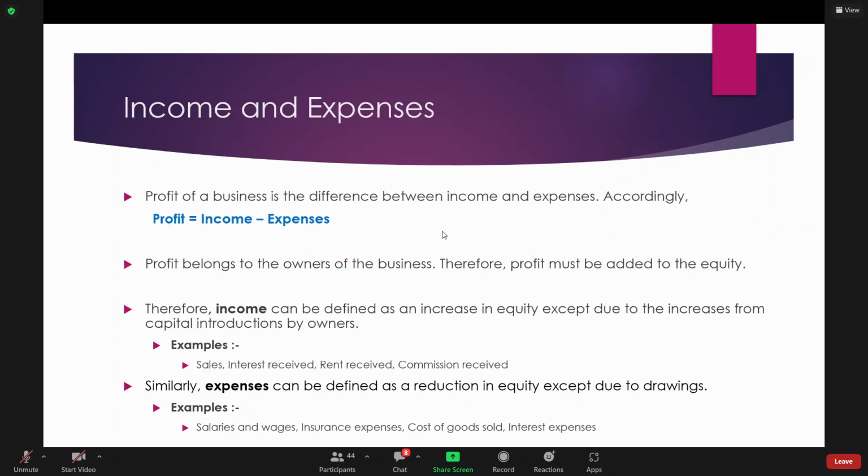Income and expenses. Let's drink some water.